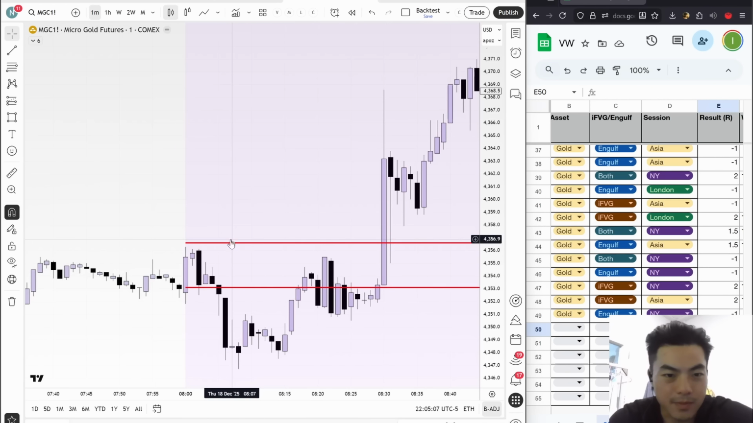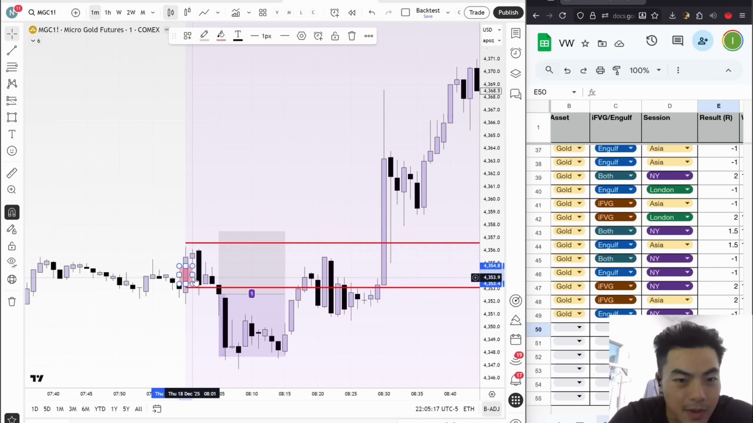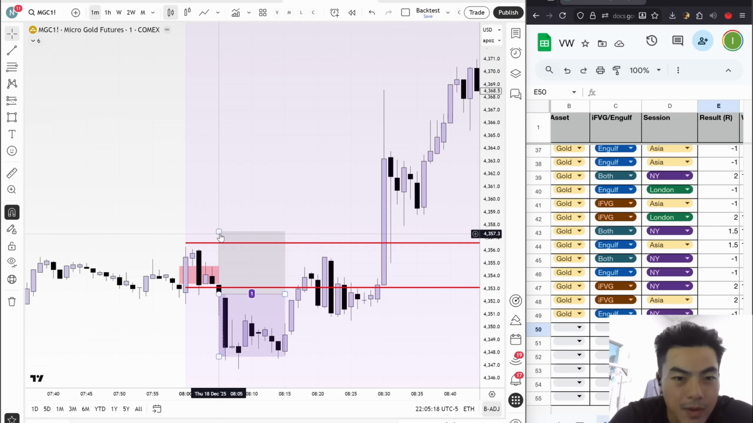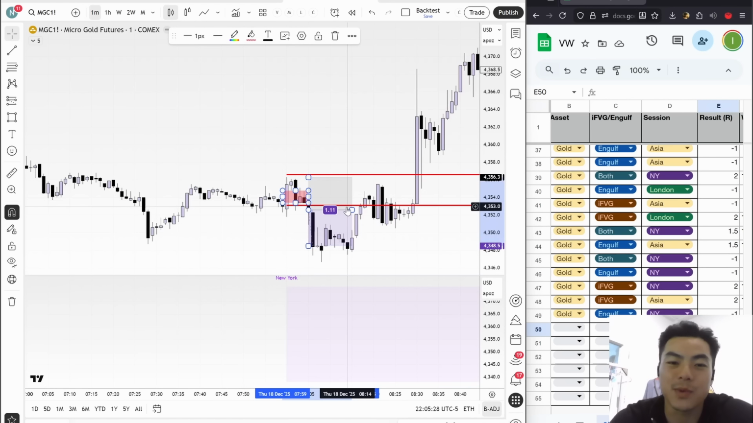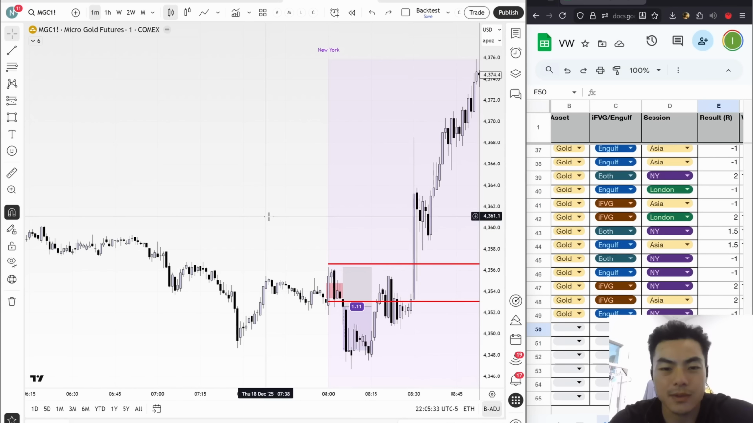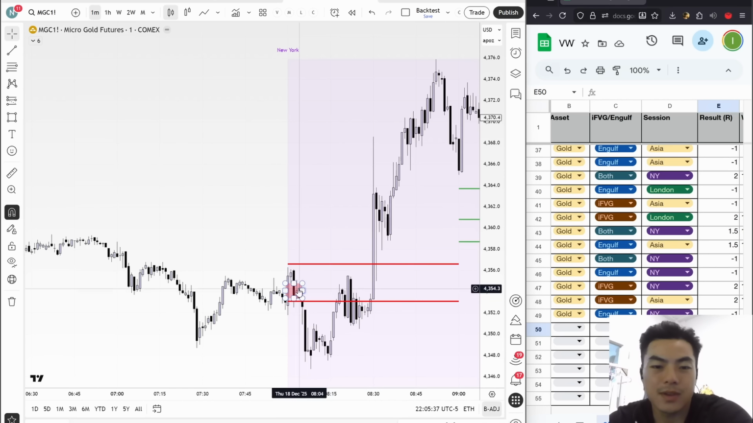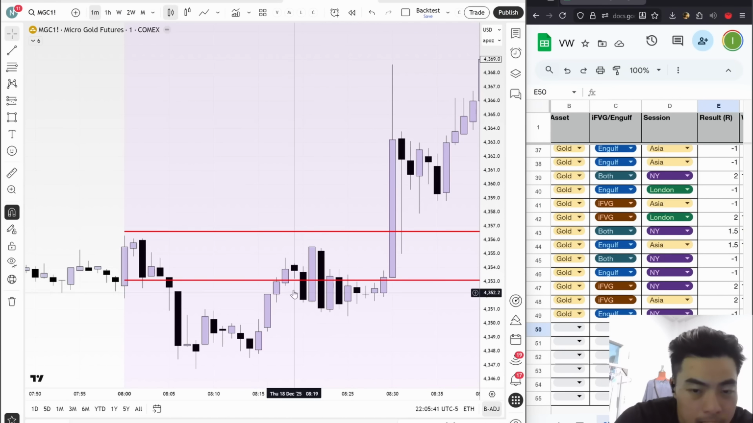Let's see this one. Close above. There you close below. And you get an inverse fair value gap there. Stop there. Target that liquidity. Only 1R, I would not take that. We're looking for at least 1.5R. Oh, what just happened? Okay, there we go. Yeah, nothing there. Let's see here.